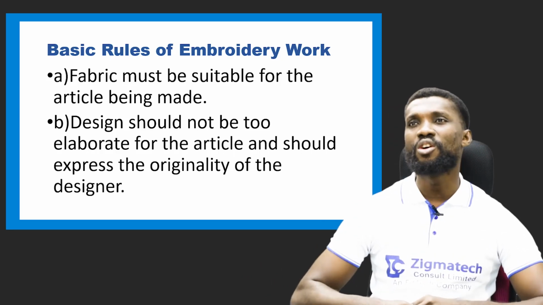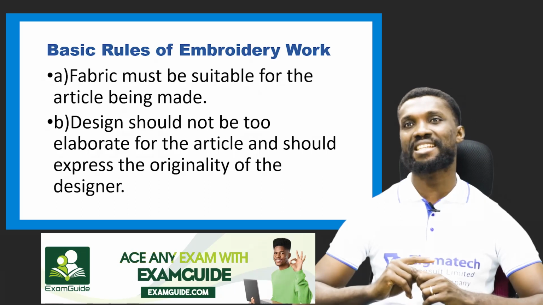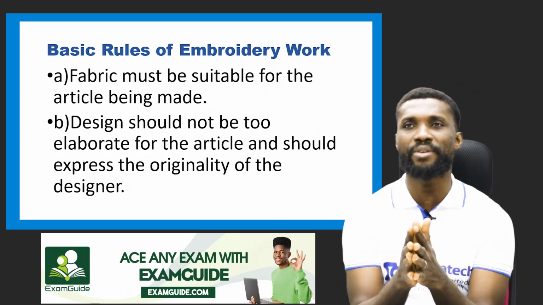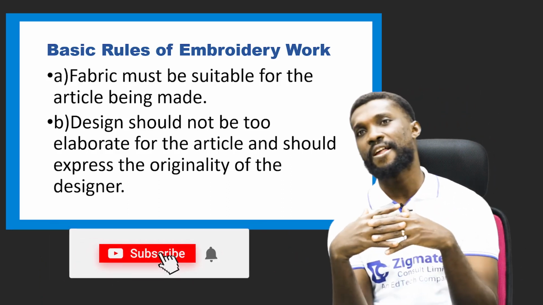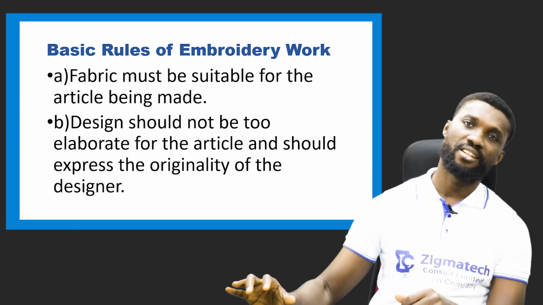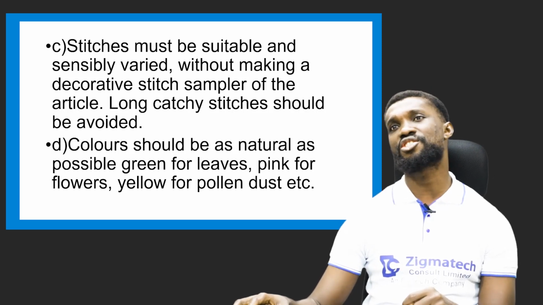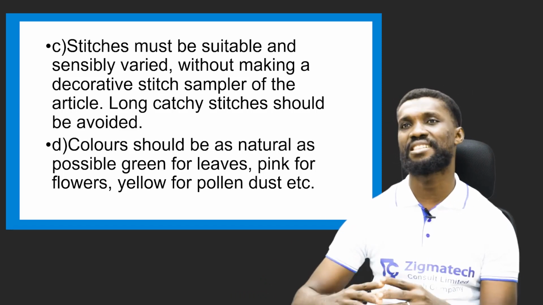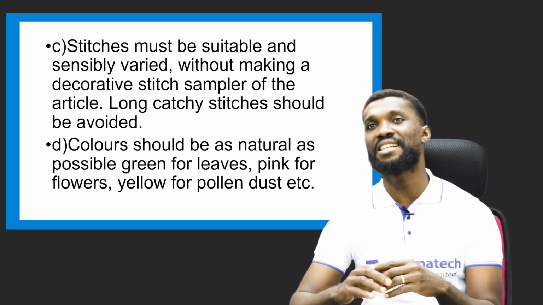Now let's look at the basic rules of embroidering work. Fabric must be suitable for the article being made. Design should not be too elaborate for the article and should express the originality of the designer. The design should not be too loud. It should just hit the nail on the head to explain the concept of the design. Now let's look at some of the stitches. Stitches must be suitable, sensible and varied, without making a decorative stitch simpler than the article.